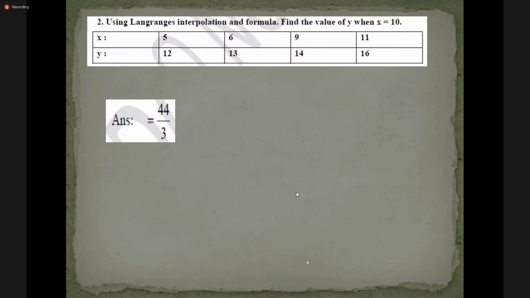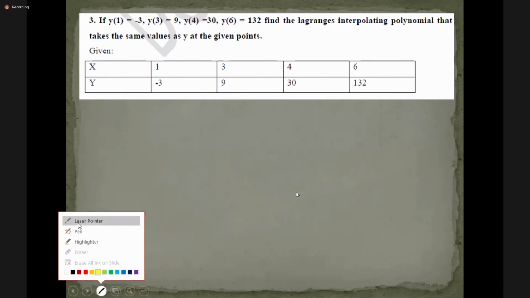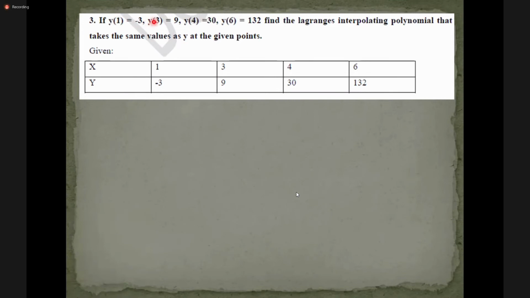So the last question, one more question. Here is a third example on Lagrange's. Actually I started the solution here. This is only the question: if y of 1 is -3, y of 3 is 9, y of 4 is 30, y of 6 is 132, find the Lagrange's interpolating polynomial that takes these values. Whatever data is given, I have written in tabular form. You will observe x takes the values 1, 3, 4, 6, and f of x is -3, 9, 30, 132.